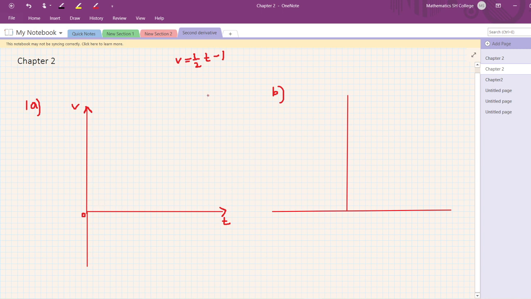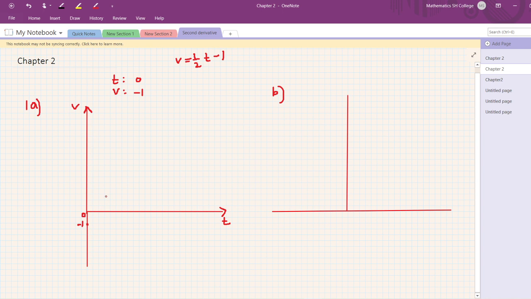You can put some values for t and v. Suppose t and v. So when I put t equal to 0, v is minus 1. Okay, so t equal to 0, v is minus 1. Suppose this point is minus 1.